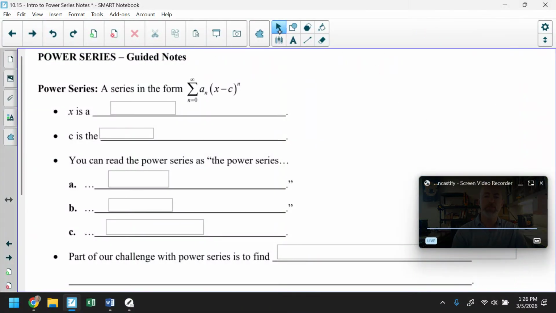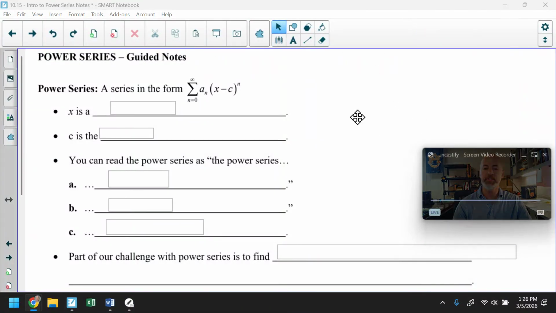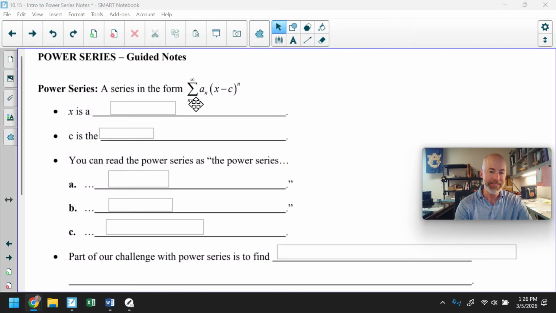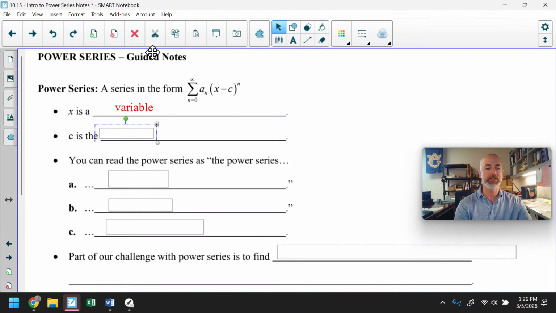And so let's talk some terminology first. A power series is an infinite series, only this time we have something in addition to the n's that are going from 0 to infinity. We also have this x minus c thing being raised to the n power. And in these series, x is a variable, and c is called the center of the series. We'll talk more about what the center means and how we're going to use that.